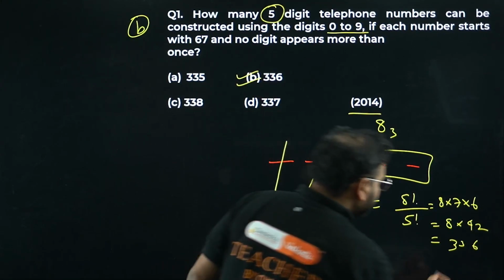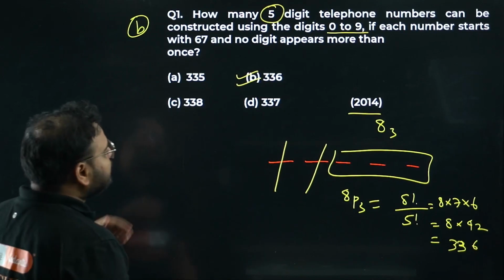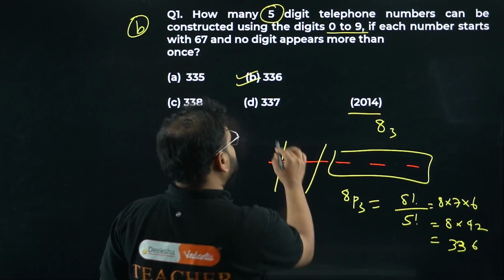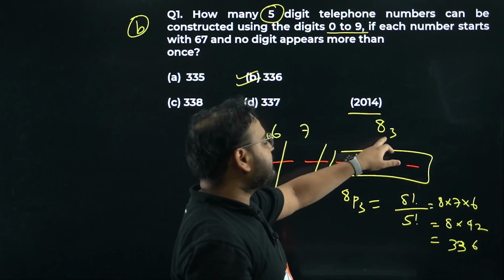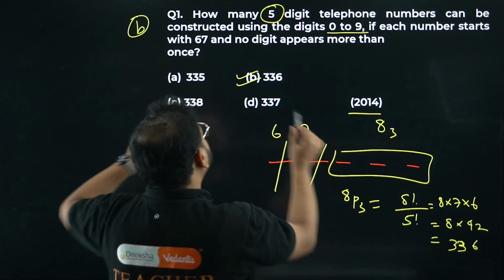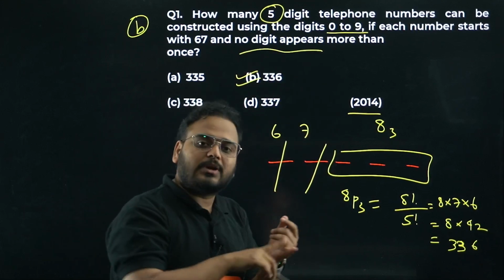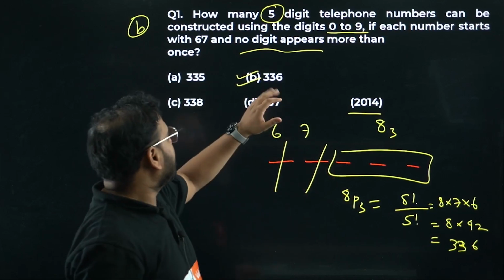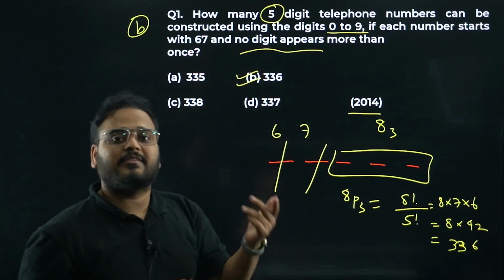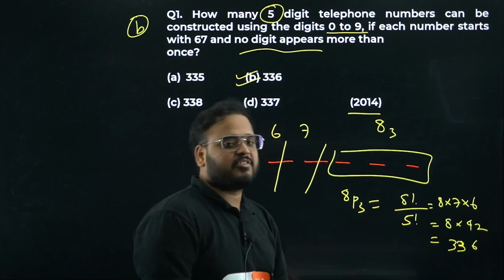The value here is 336. Correct? So we had to choose a total of 5 digits. In that, 2 are fixed as 6 and 7. It means 2 spaces are gone. We have only 3 spaces left. The total number of digits left is 8, not 10. Why? Because we have no repetition. 0 to 9: 1 to 9 is 9 digits, and 0 will make it 10. Out of 10, we have taken 2 out, so 8 are left. From the remaining 8, we have to choose 3. So 8P3. Answer is 336.